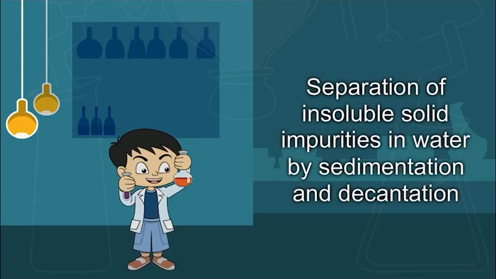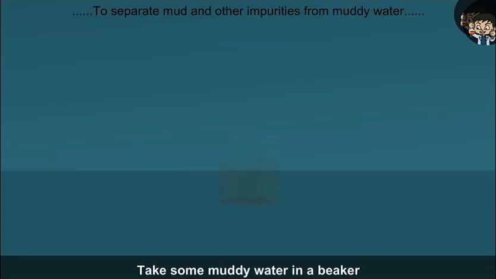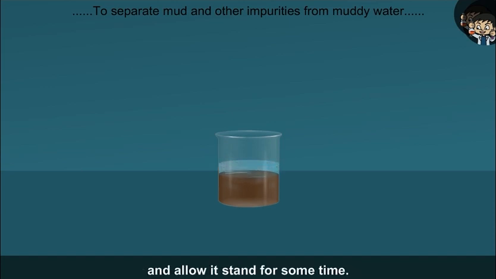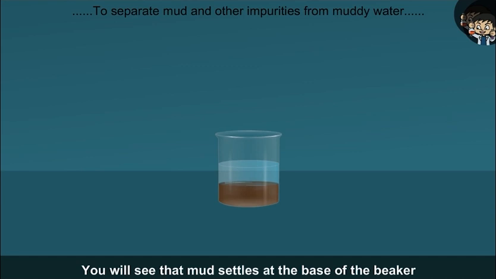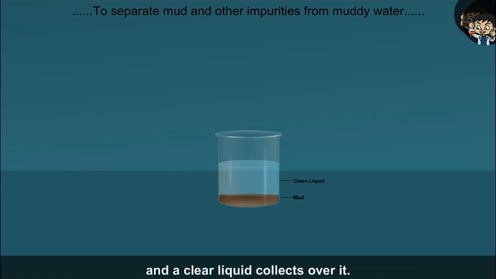Separation of insoluble solid impurities in water by sedimentation and decantation. Take some muddy water in a beaker and allow it to stand for some time. You will see that mud settles at the base of the beaker and a clear liquid collects over it. The settled mud is called sediment and the process is called sedimentation.